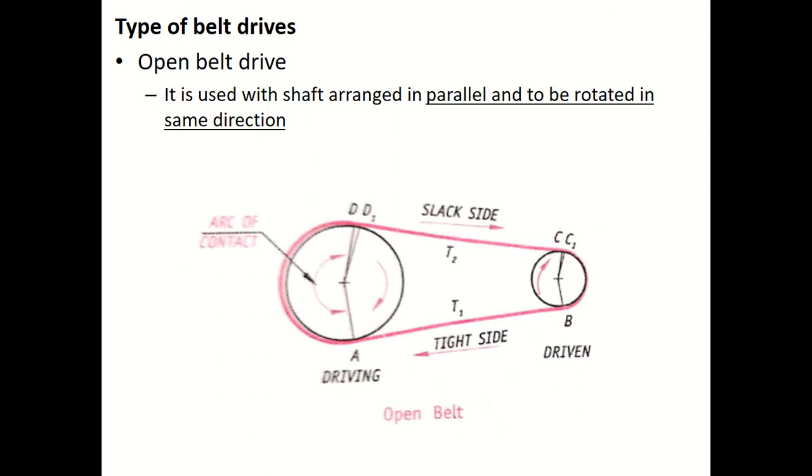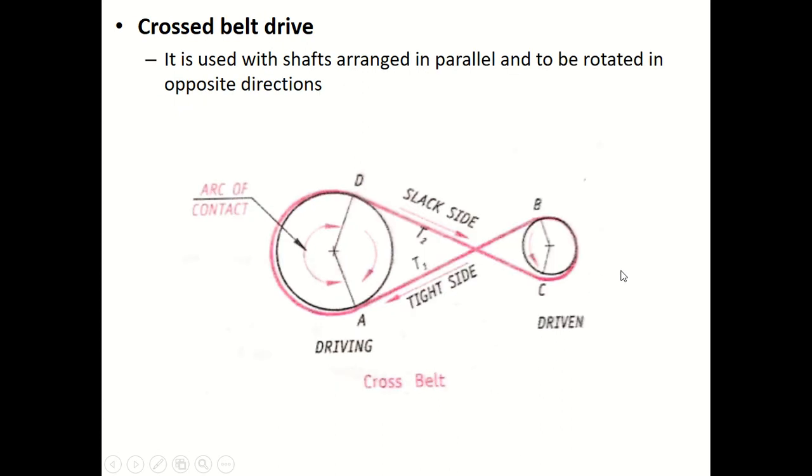Also we can say the open belt drive is employed when the two parallel shafts have to rotate in the same direction. Keep this point in mind. Then we are going to discuss the crossed belt drive. It is used with the shafts arranged in parallel and to be rotated in opposite directions. So when two parallel shafts have to rotate in opposite directions.